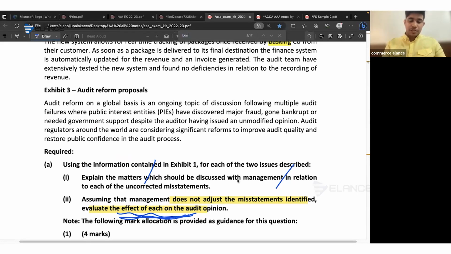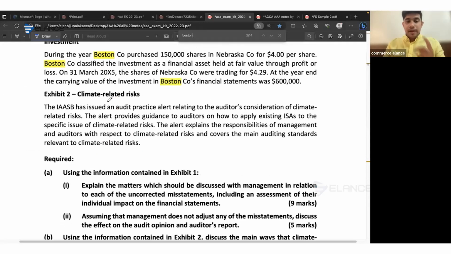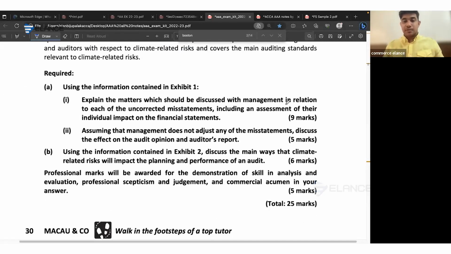But there's another question in the revision kit which I have written called Boston. Here they have asked us to explain the matters which should be discussed with the management in relation to each of the uncorrected misstatement. Same scenario. Assuming that the management does not adjust any of the misstatements, discuss the effect on audit opinion and audit report. Assuming the management does not adjust any mistake.